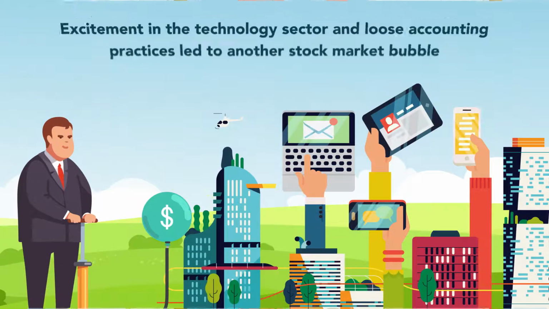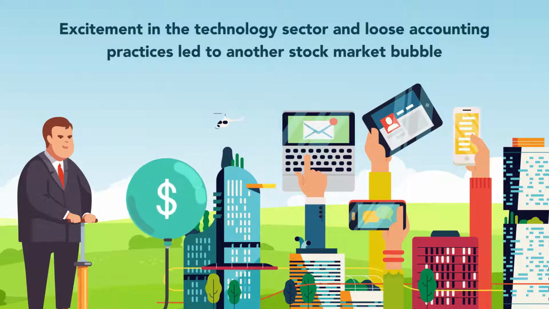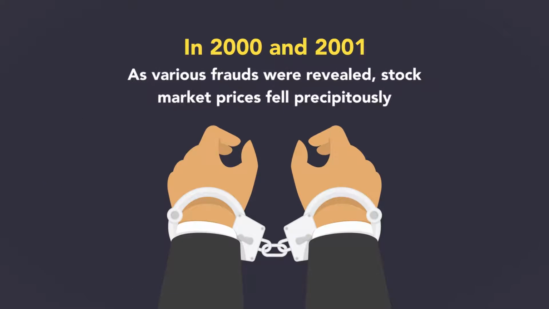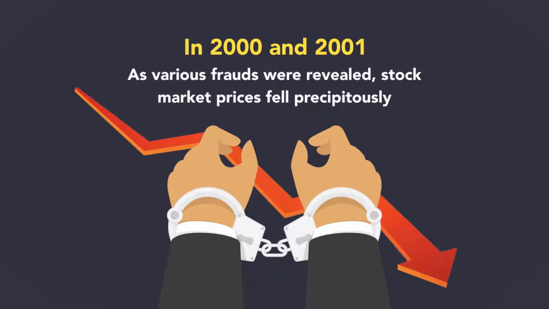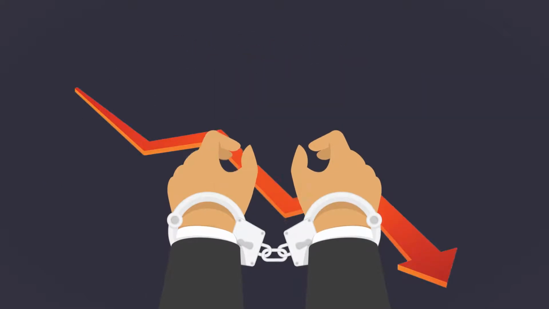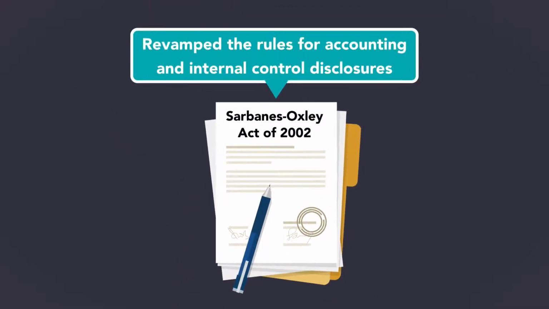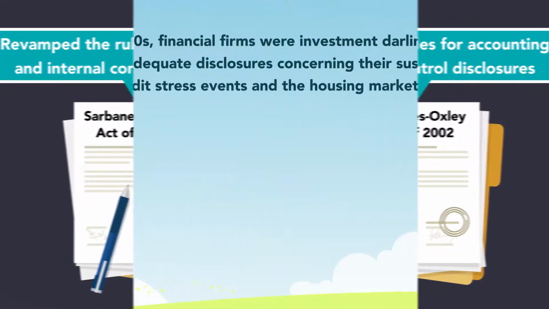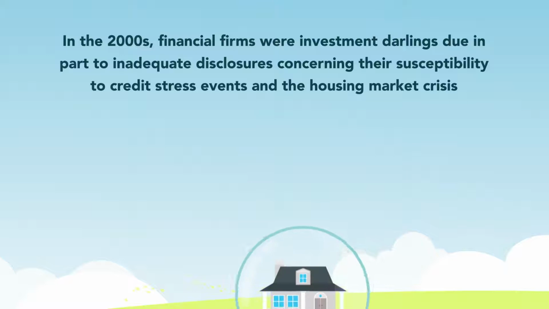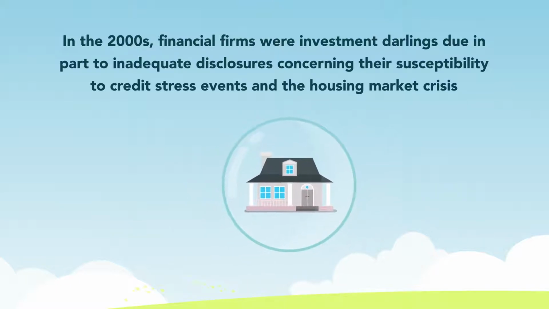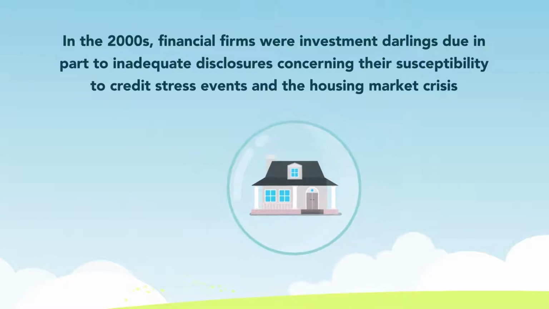In the 1990s, excitement in the technology sector and loose accounting practices led to another stock market bubble. In 2000 and 2001, as various frauds were revealed, stock market prices fell precipitously. The bursting of the tech bubble led to the Sarbanes-Oxley Act of 2002, which revamped the rules for accounting and internal control disclosures. In the 2000s, financial firms were investment darlings due in part to inadequate disclosures concerning their susceptibility to credit stress events and the housing market crisis.